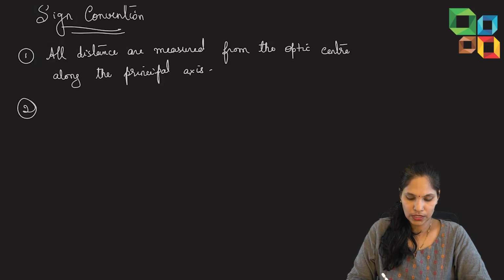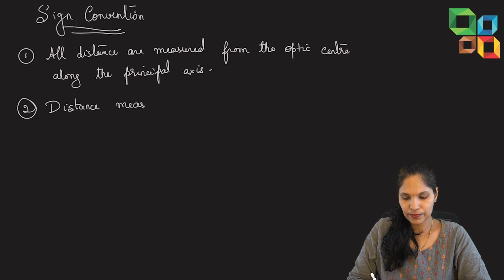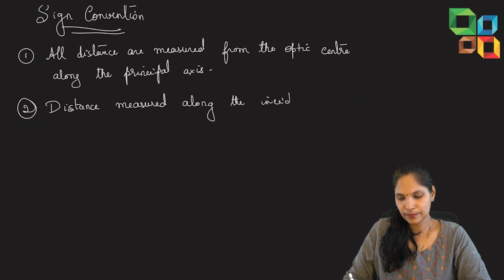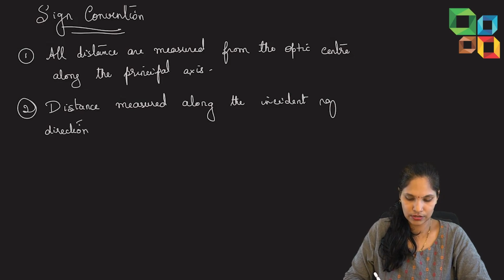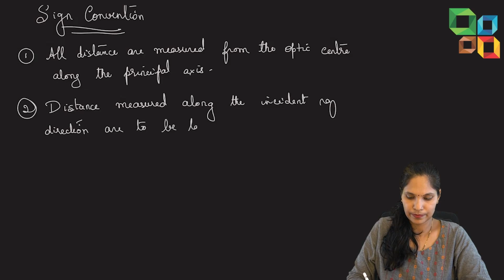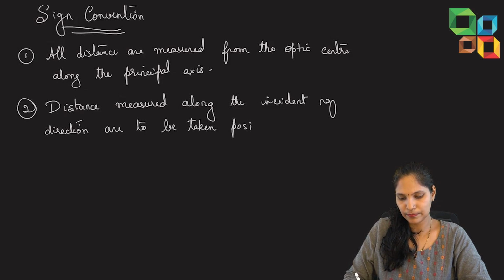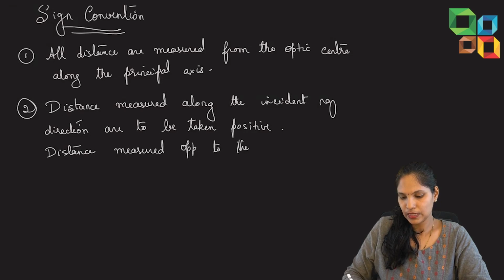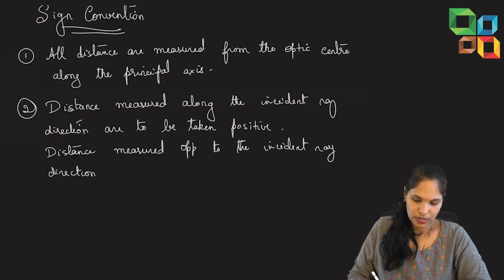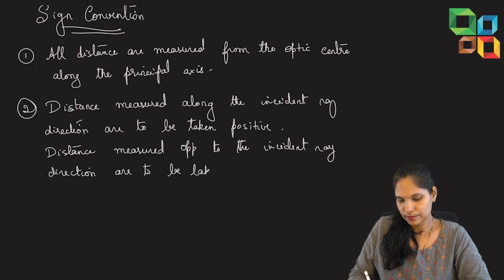Distances measured along the incident ray direction are to be taken positive, and distances measured opposite to the incident ray direction are to be taken negative.